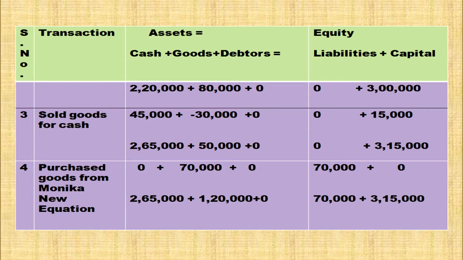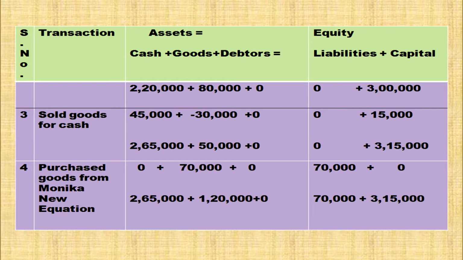So capital will be increased by 15,000, that is, it will come to 3 lakh plus 15,000, that is 3,15,000 capital. Cash 2,20,000 plus 45,000. So in the new accounting equation, cash of 2,65,000 plus 50,000 goods equals capital 3,15,000. So on both sides total 3,15,000, accounting equation is satisfied.